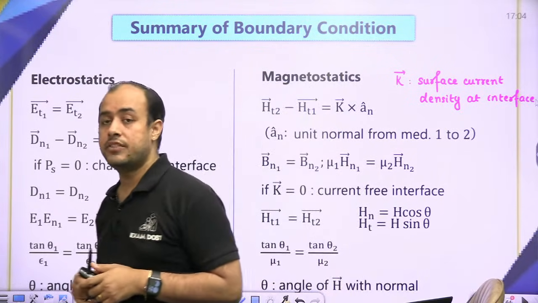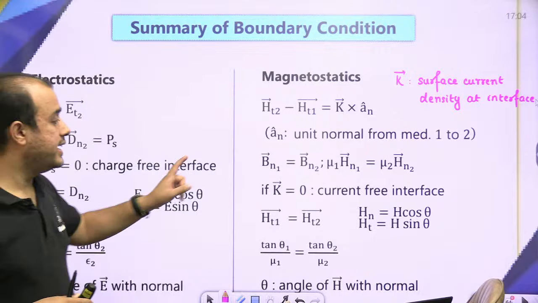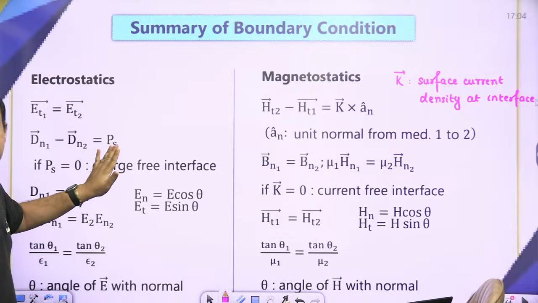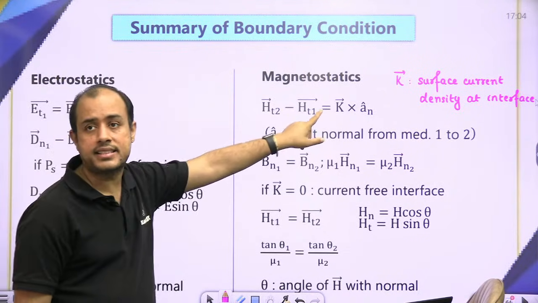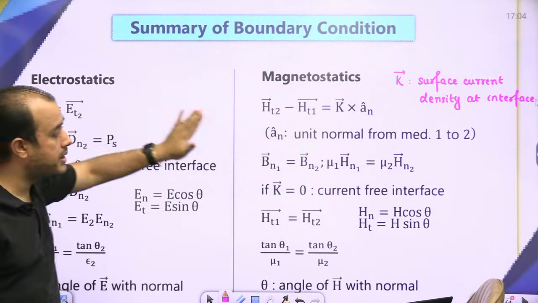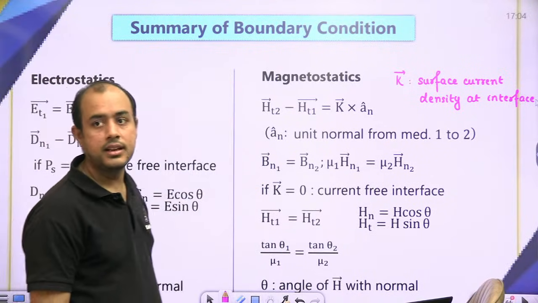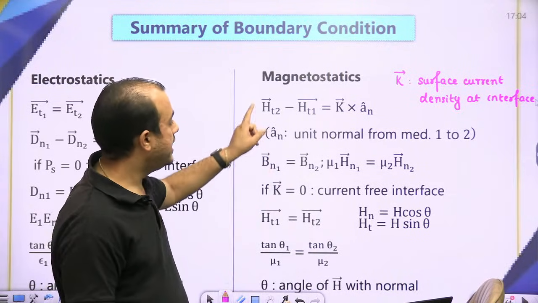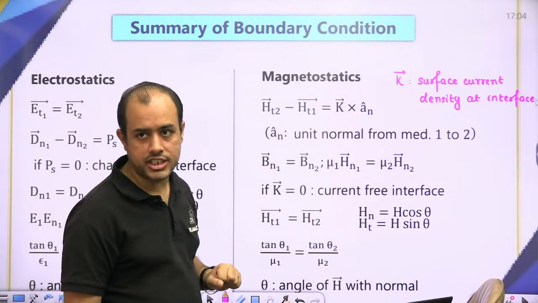Then you said DN1 minus DN2 is rho s. Here BN1 equal to BN2. There, rho s came in the normal component; here, the current density came in the tangential component. There the tangential was equal, here the normal is equal. So if K is 0, a current free interface, HT2 will be equal to HT1.